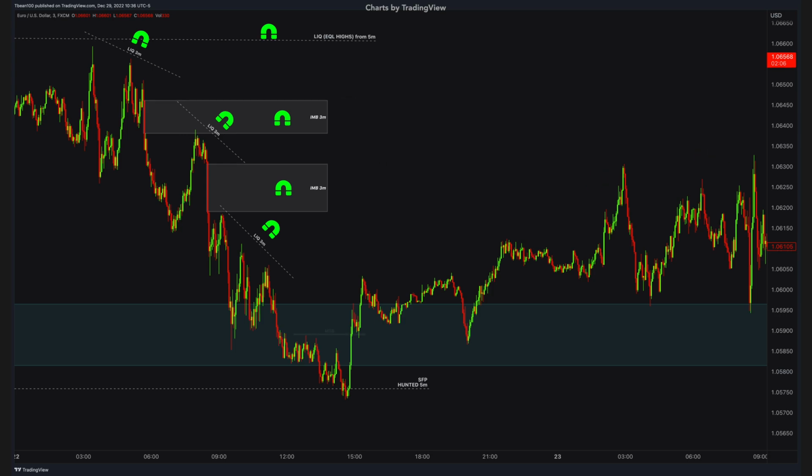Now let's check the entry. This powerful market structure break after the swing failure pattern, right at the SR flip area and the range low area, is my best indication for a long trade opportunity.